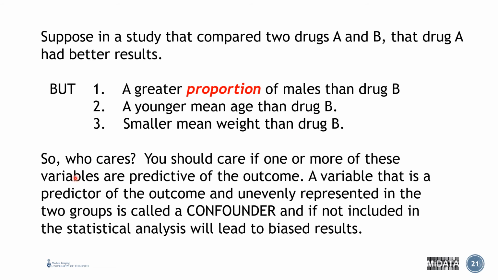So you're going to say, well, who cares, right? You should care if one or more of these variables are predictive of the outcome, which is often the case, right? Weight, age, male, female. Now, a variable that is a predictor of the outcome and unevenly represented in the two groups is called a confounder. And if it's not included in the statistical analysis, it will lead to biased results.